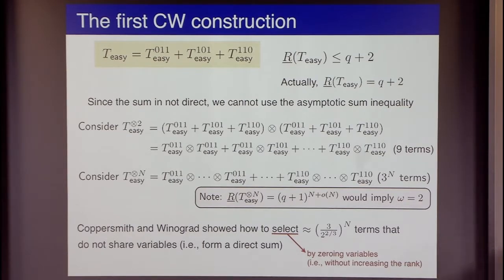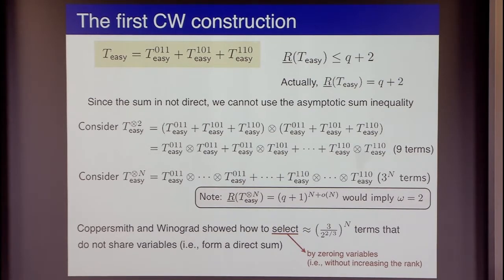And Coppersmith and Winograd showed how to select, among the 3^n terms, this number of terms that do not share variables. If they do not share variables, this will be a direct sum, and we will be able to obtain an upper bound on omega using the asymptotic sum inequality. And by select, I should be more precise.